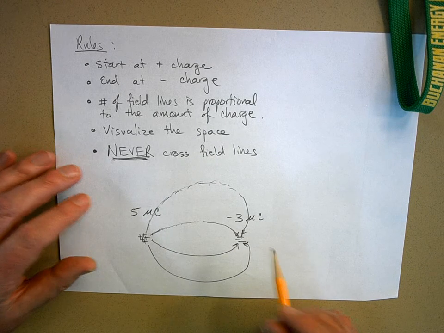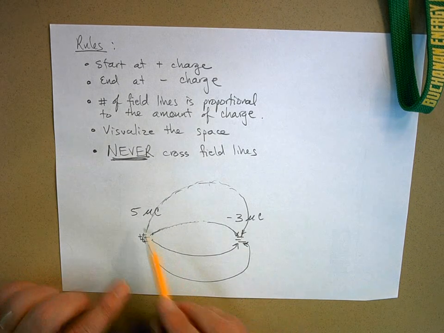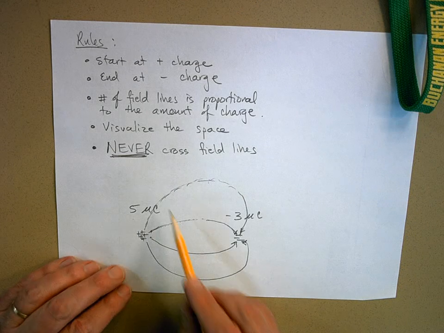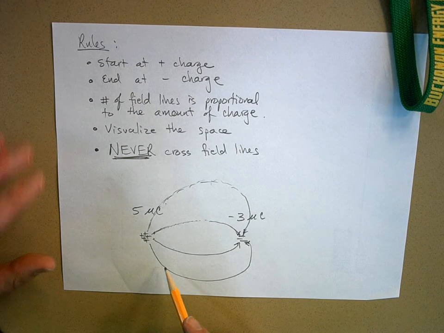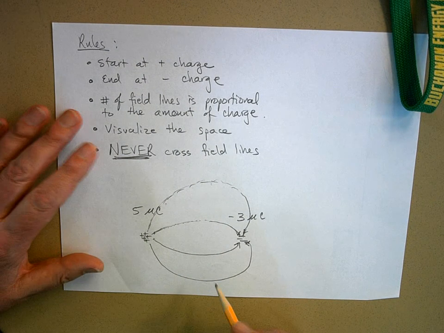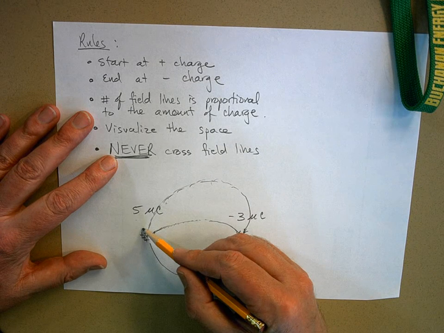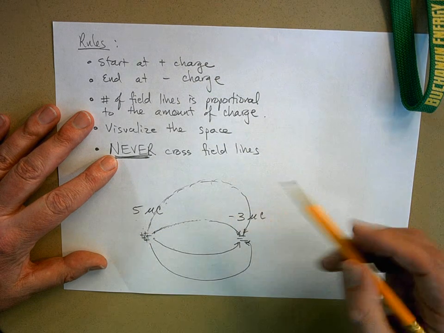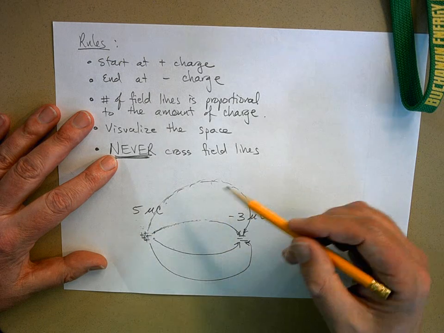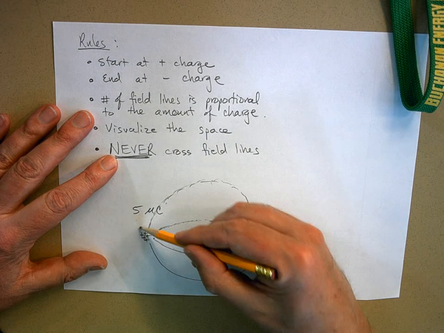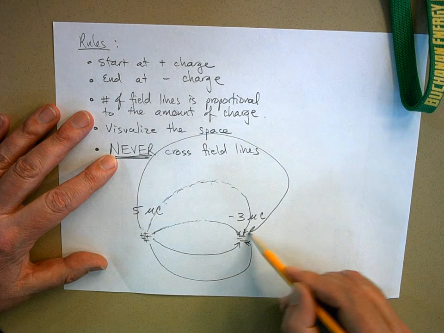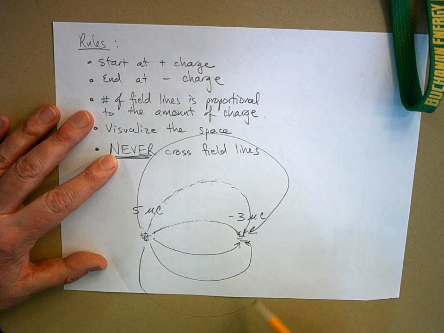Now, I got to make this proportional. This is 5 and this is 3. 1, 2, 3, 4. I'm going to have to put in a lot more lines. 1, 2, 3, 4. See, 10. Yeah. So, went off the paper and then back in like this.